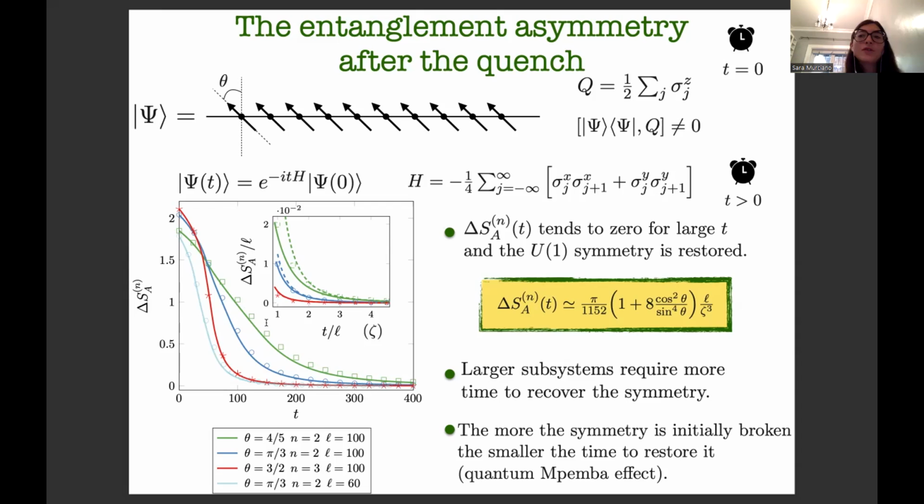Now, the Mpemba effect refers to the fact that hot water takes less time to freeze with respect to cold water. Since here this Mpemba effect derives from the entanglement, we call this the quantum counterpart of the Mpemba effect.